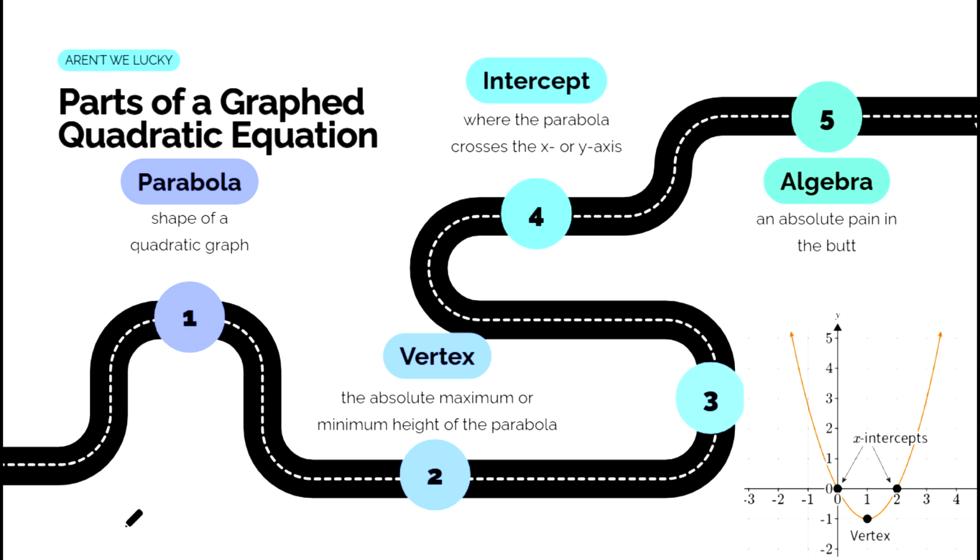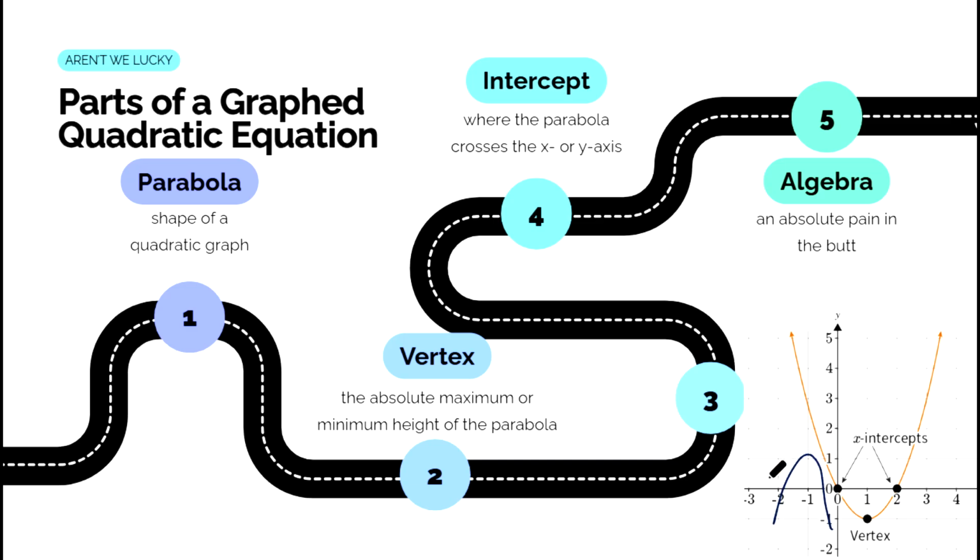Next part of the lesson, parts of a graphed quadratic equation. So here's our example. This is what it looks like. A parabola is the shape of the quadratic graph. It's this nice little scoop. The vertex is right here. It's the absolute maximum or minimum height of the parabola. If it's shaped like this, then it's a height.